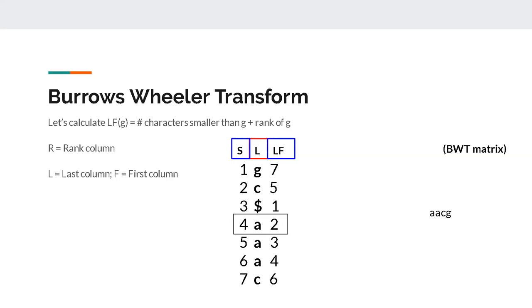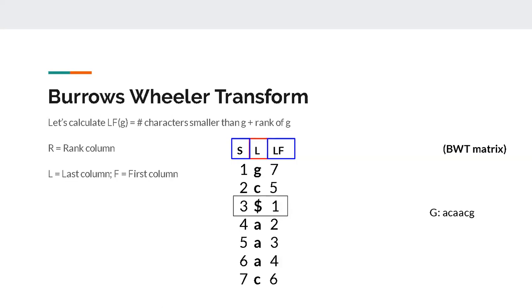Now this tells me to go to the 2nd row. I go to the 2nd row and I note down C. Then this tells me to go to the 5th row. I go to the 5th row and I note down A. Now this tells me to go to the 3rd row. I go to the 3rd row, I see a dollar, I stop my search. Do you get this point? Is everybody clear with this? Yeah. Cool.